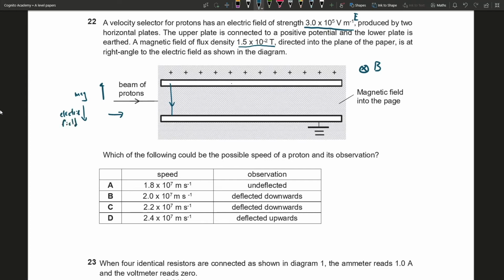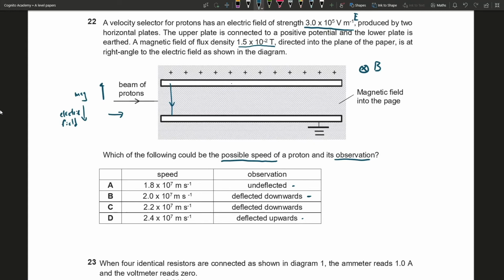So we have two opposing forces right now, and we are asked which could be the possible speed of the proton and the observation, whether it's undeflected or deflected downwards or deflected upwards. If the force from the magnetic field is stronger than the force from the electric field, then the protons will be deflected upwards, and vice versa.